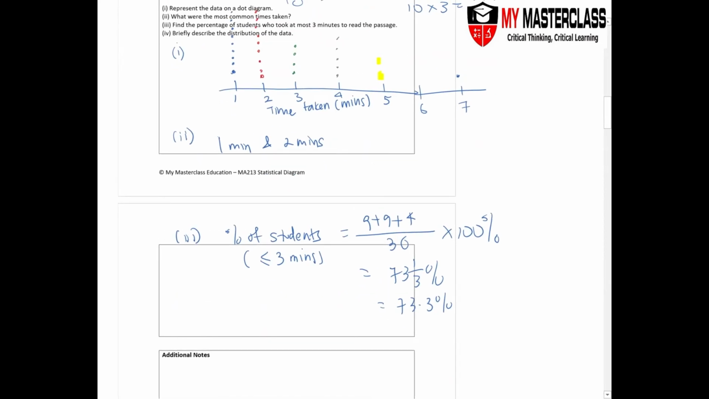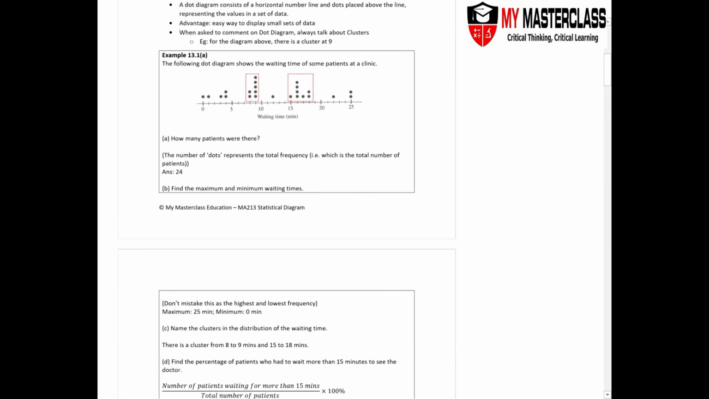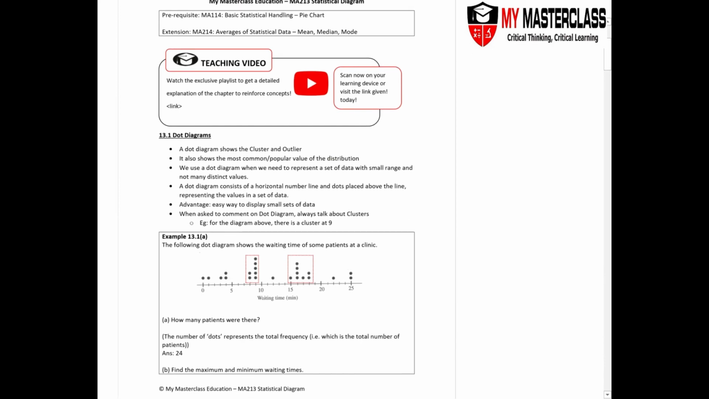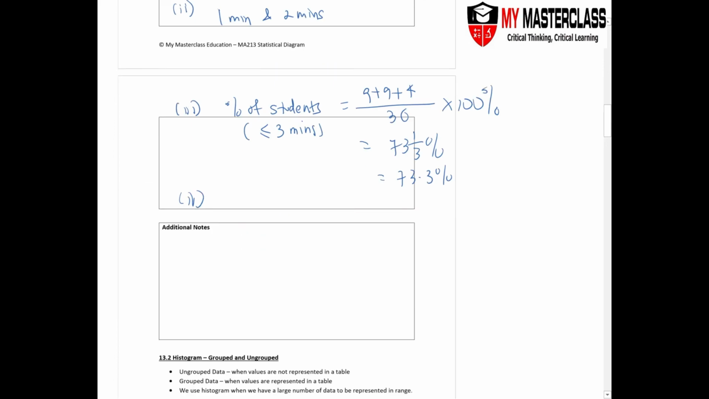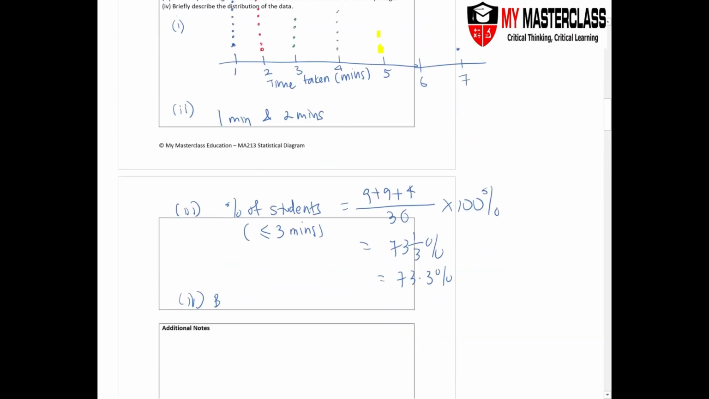Then let's take a look at part 4. Briefly describe the distribution of data. Now let's take a look at the example that I've given you. How do you actually describe the data over here? I always ask you, when you are asked to comment on the dot diagram, you always talk about cluster.